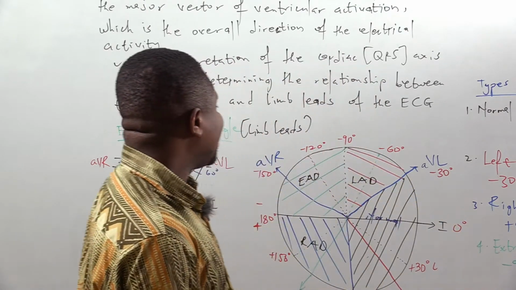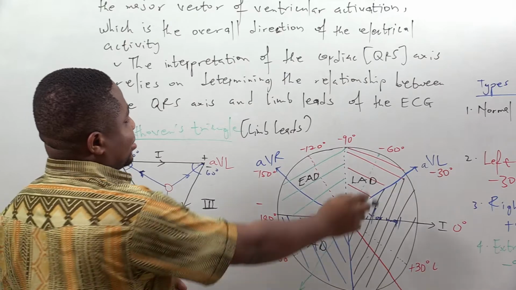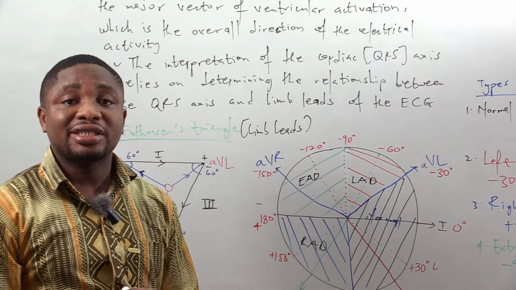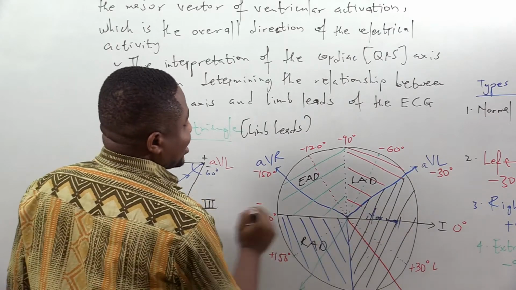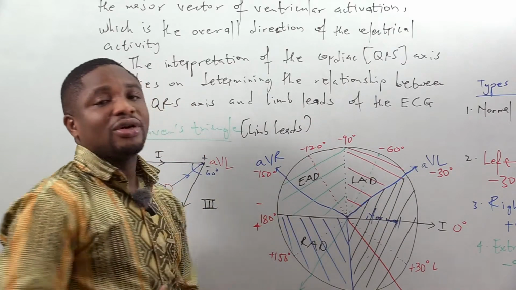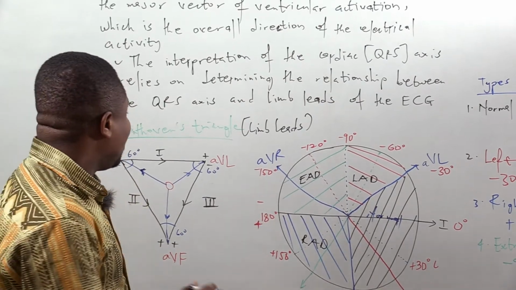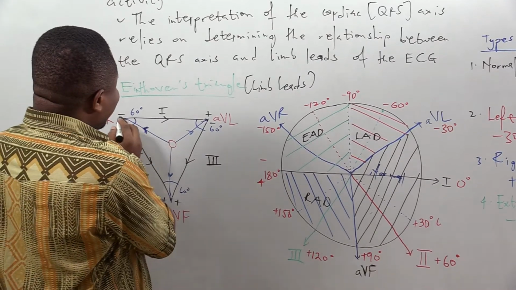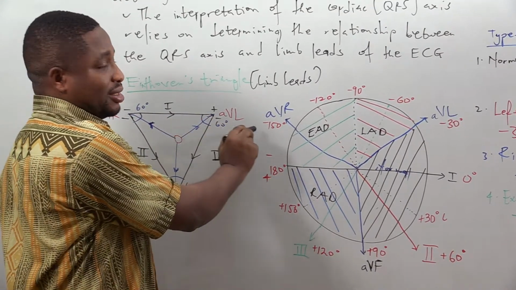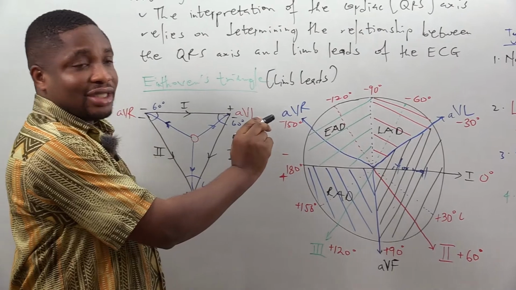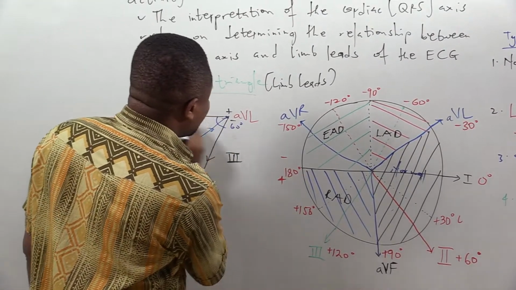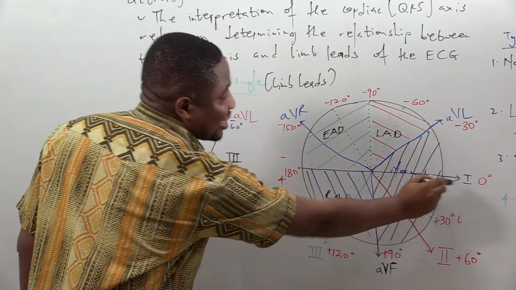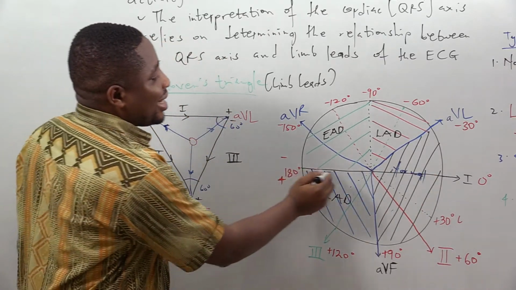Now, let's look at this. If we draw a circle like this, the total angle of the circle is 360 degrees. So half the circle gives you 180, another half 180. If you take the Einthoven triangle, lead 1 is moving horizontally towards the left. So this becomes our horizontal line, and you can see that they are parallel. So this becomes our lead 1.